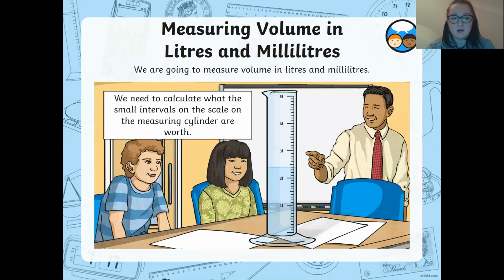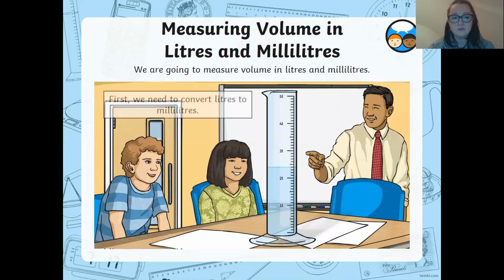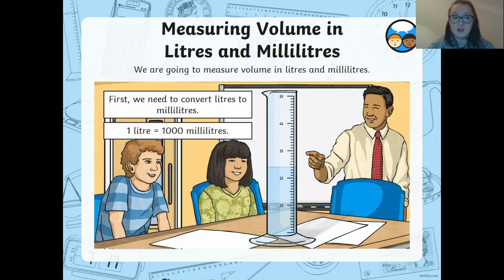It says here we need to calculate what the small intervals on the scale on the measuring cylinder are worth, just like we did yesterday. First we need to convert litres to millilitres. Now this is where it gets a little bit tricky, okay? But 1 litre is exactly the same as 1,000 millilitres. I know it sounds confusing, but they're just the same, they just say different things.